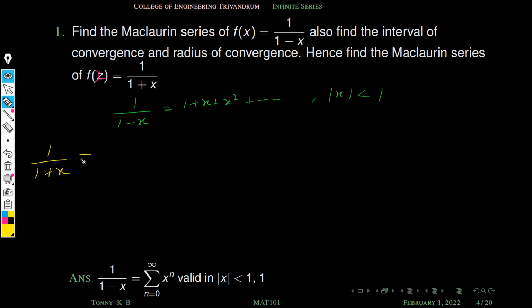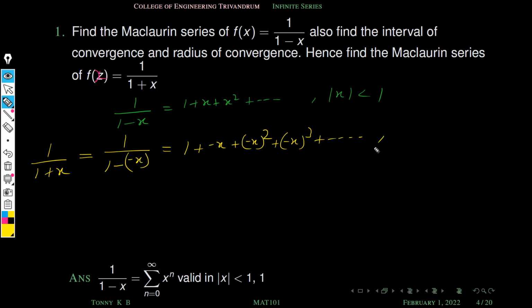Okay, so we can write this as 1 by 1 minus x, right? So now this is of this form, 1 by 1 minus x. And what is the series expansion of 1 by 1 minus x? 1 plus x plus x square, etc. So this becomes 1 plus (minus x) plus (minus x) square plus (minus x) whole cube plus etc.